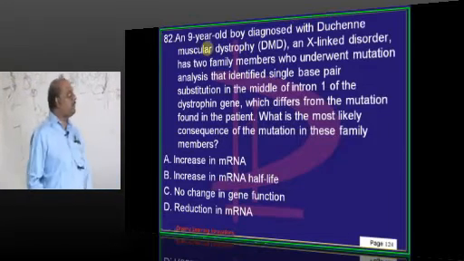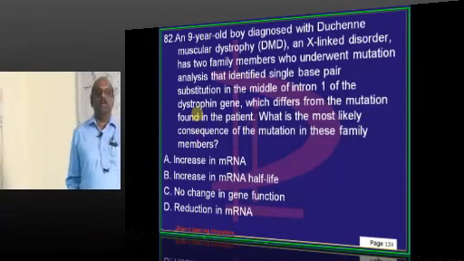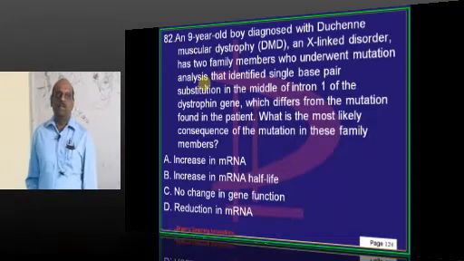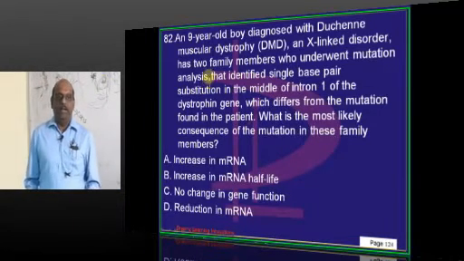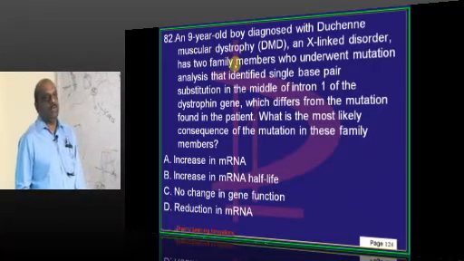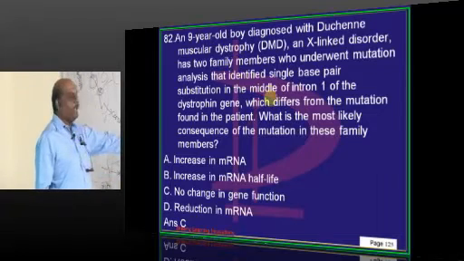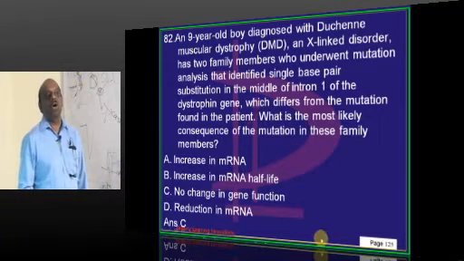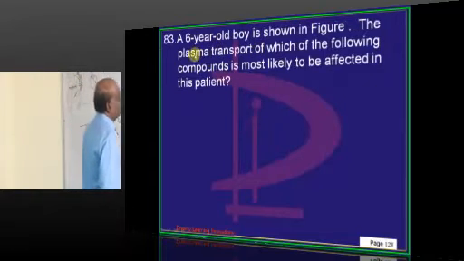A 9-year-old who has Duchenne's muscular dystrophy, it is found some of his relatives are carrying a mutation in the intron. Intron is something that is a useless part of the genome. Exon is the one which is ultimately expressed. So any intronic mutation does not alter the gene function. That is what you need to appreciate.